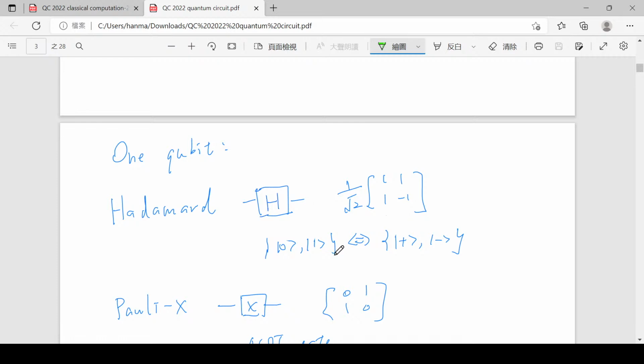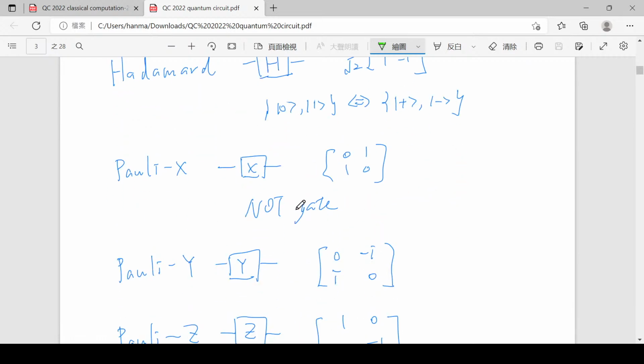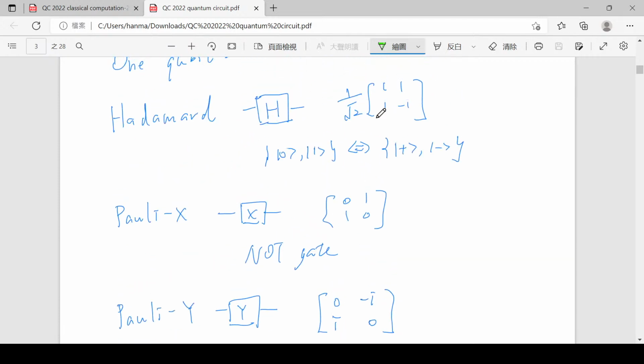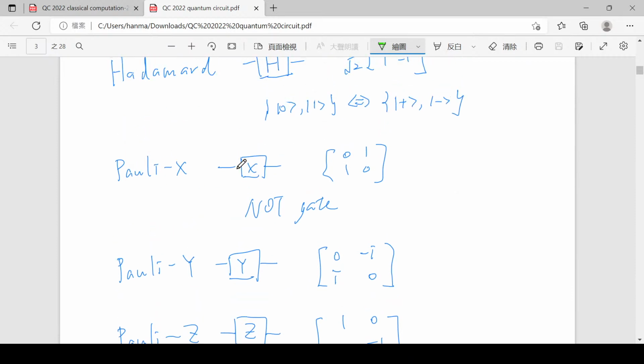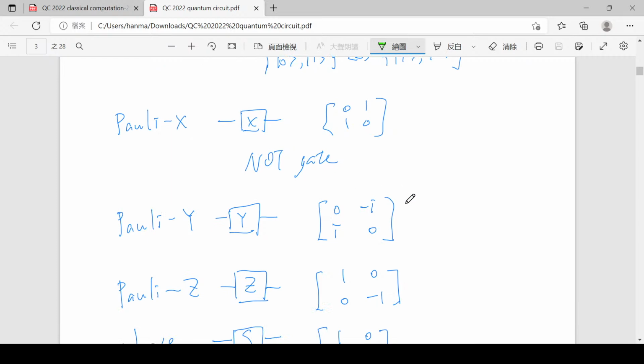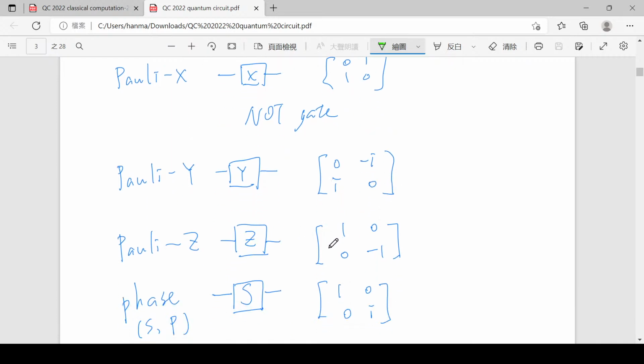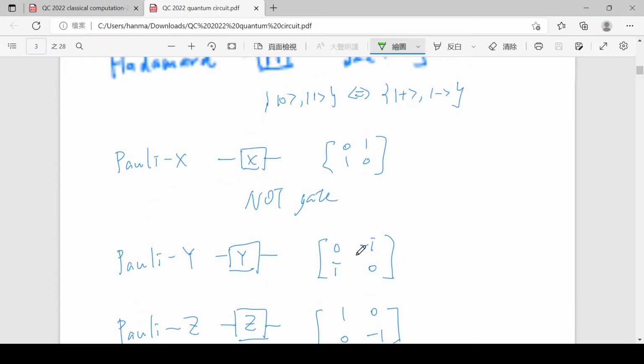And once again, you need to memorize them. This and the Pauli matrices, very important. And yeah, those very important Pauli matrices. Pauli X, obviously is X, and its matrix form is this 0, 1, 1, 0. Pauli Y is 0, minus i, i, 0, and Pauli Z is 1, 0, 0, minus 1.